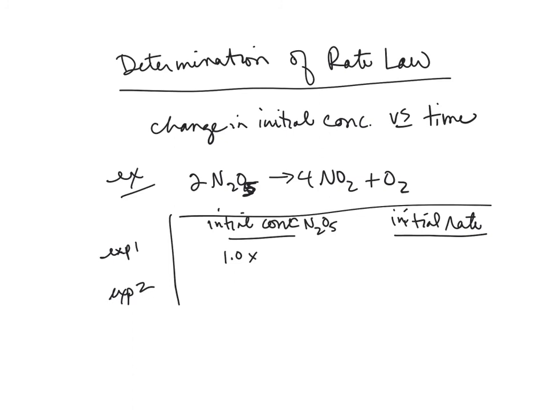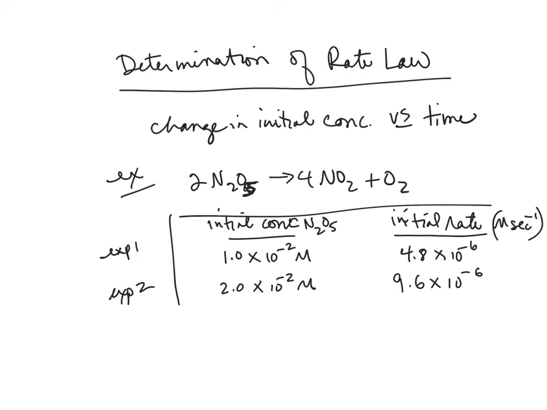So if we start with 1.0 times 10 to the minus 2 molar, we have to do the graph, and we take the slope associated with 2 points on that curve, and we figure out what the rate is. So it turns out to be 4.8 times 10 to the minus 6, and the units here are molar per second. Okay. And then we go back and do a second experiment, and we start with twice the amount of N2O5. And it turns out that the rate here is 9.6 times 10 to the minus 6.